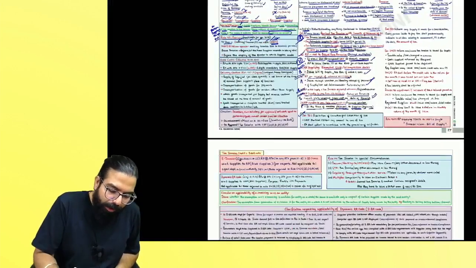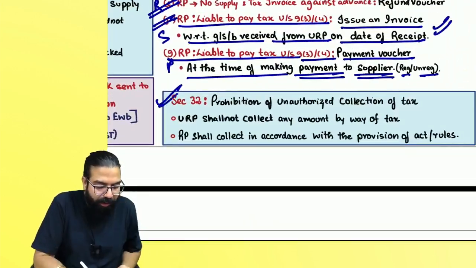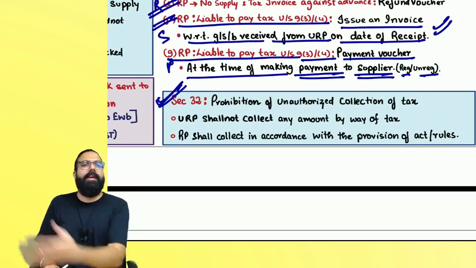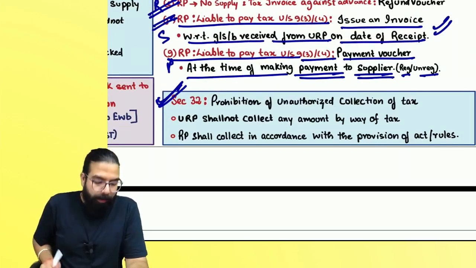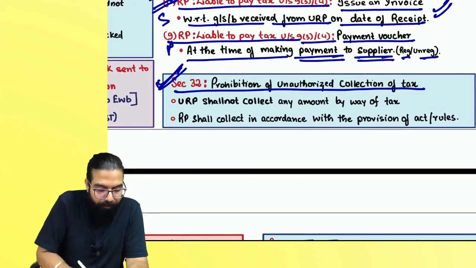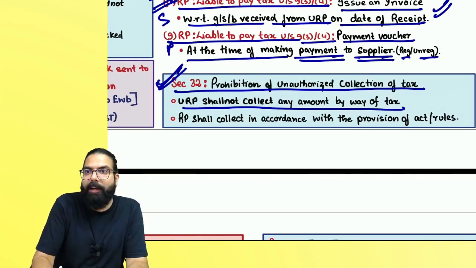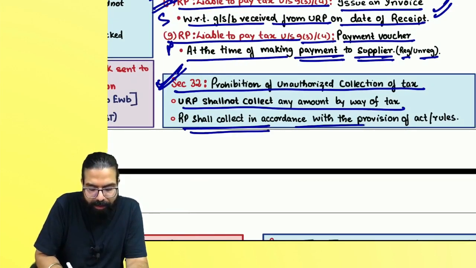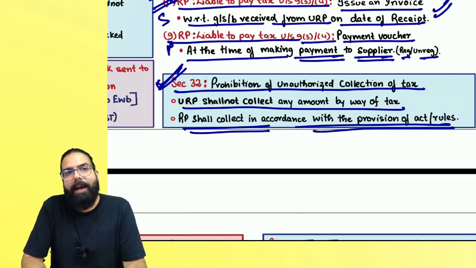Everyone, listen to me very carefully. The next one is section number 32. Section number 32 says what? Prohibition on unauthorized collection of tax. If you are an unregistered person, you shall not collect any tax. If you are a registered person, you should collect in accordance with the provisions of the Act or rules.